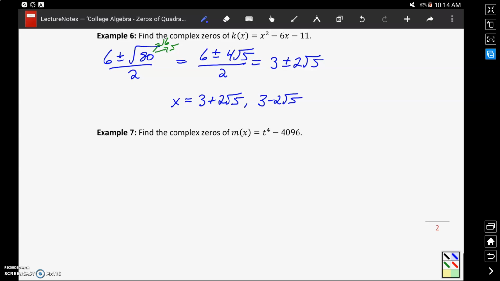In our last example, we're asked to find the complex zeros of this given function, m of x, which actually isn't a quadratic function, since in this case, this is a degree 4 polynomial. However, for a polynomial of this type, we can use the methods that we've been using so far to still find zeros.